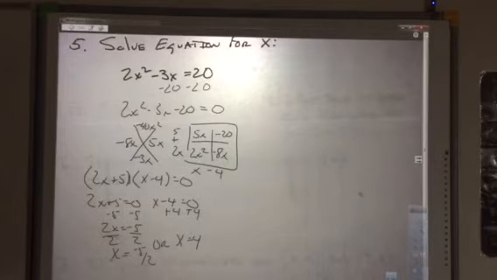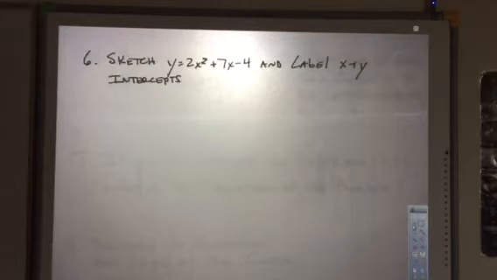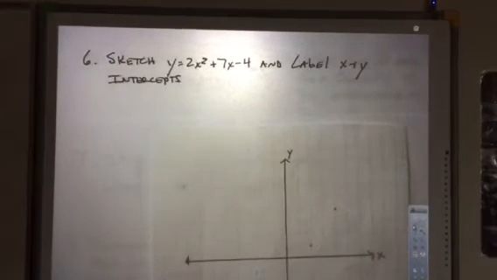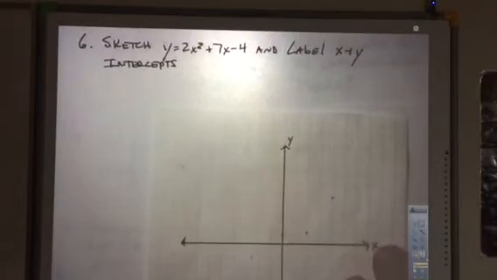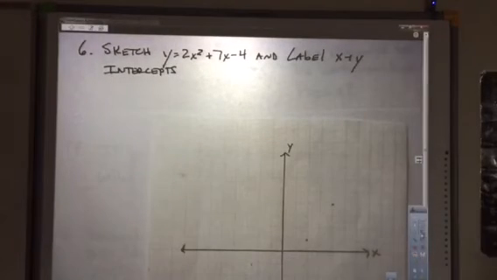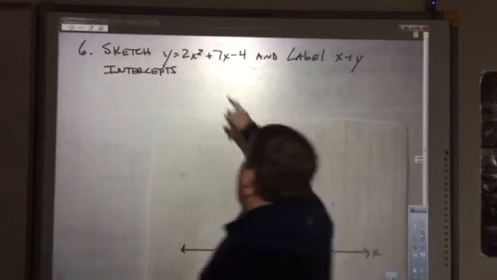Number 6. Okay. Number 6 here says label x and y intercepts and sketch. So again, when we do this, we want to factor it. Okay, so we're going to factor this.